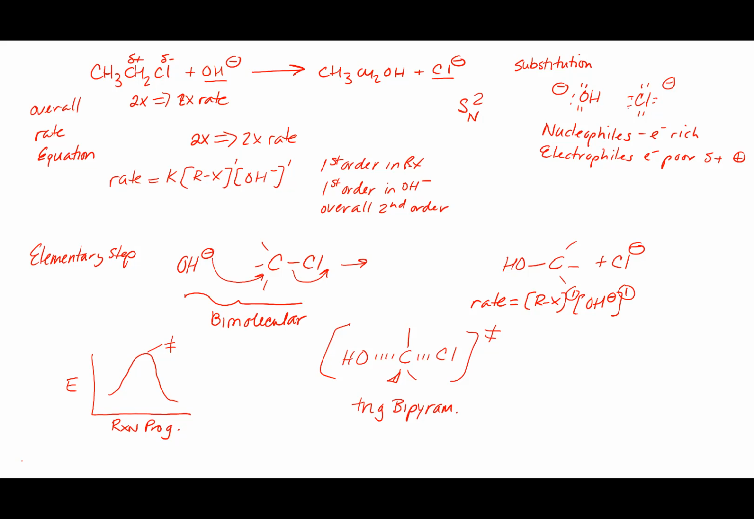Now, when we write a transition state, we use dotted lines to indicate the bonds that are being broken or formed. So I'm breaking a C-Cl bond, I'm forming an O-H bond. We also need to put charges in. So the charge on the oxygen is going from -1 to 0 in terms of its formal charge. So that means its average is delta minus.